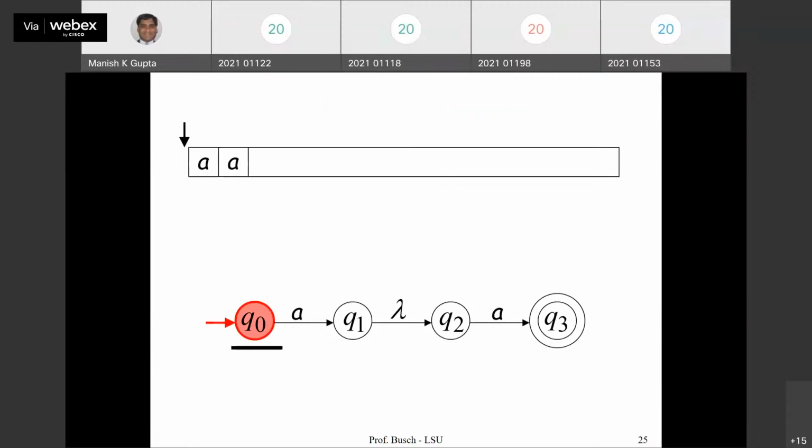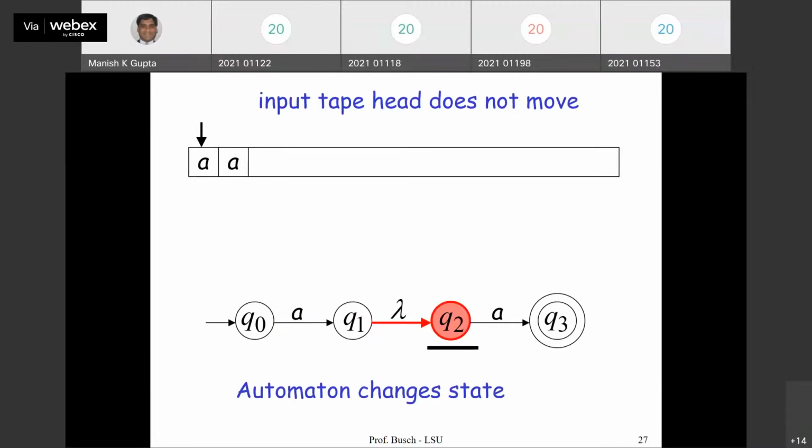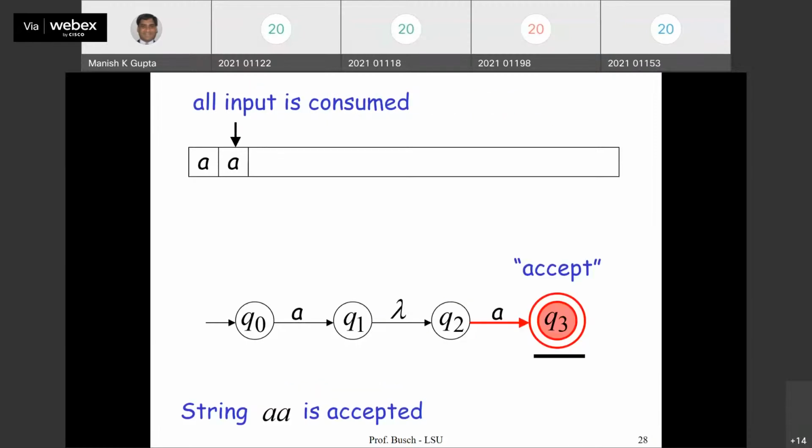Let me show you. So AA, you read A, you go to Q1. Now there is a delay. You're not reading the input in the next step. You just change the state. The input tape head does not move, but the automaton changes the state, right? And then you go on A. So you read the other A and go to the accepting state. So string AA is accepted. So now you can clearly see the use of lambda transition. This is allowed in NFA.